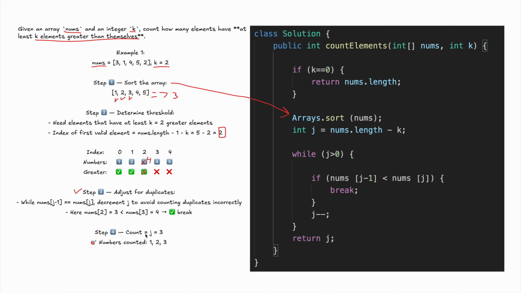And at the end, we are returning the j here. We are returning the j, which gives us the number of elements that are greater than k.